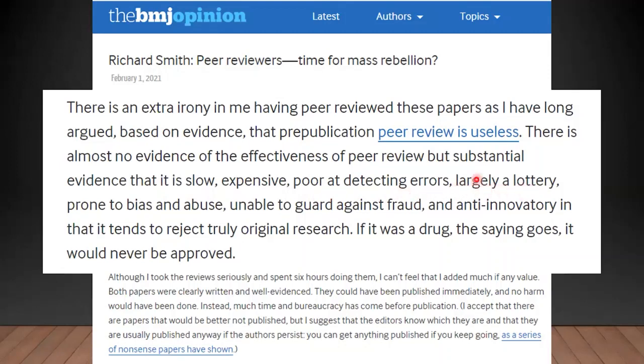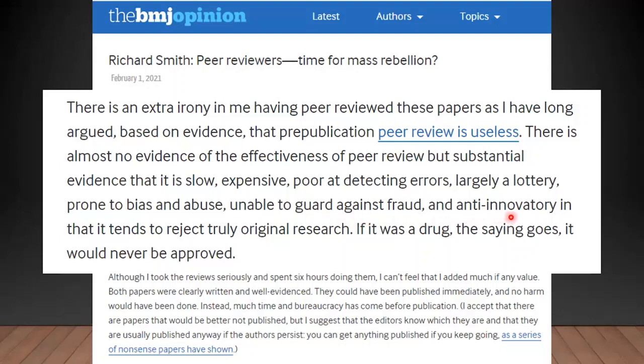Largely a lottery. So it's luck: if you are lucky, you get easygoing reviewers. If you are not lucky, you get strict reviewers. So there's a lot of chance involved in it. And anybody who has published in journals has experienced this. There's a lot of chance element in who gets to review your paper. Prone to bias and abuse, unable to guard against fraud. So even fraud, not only errors, it's unable to guard against it because you are just reading the report, the paper. You don't know what happened before that.